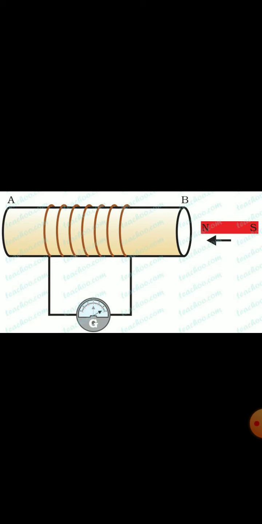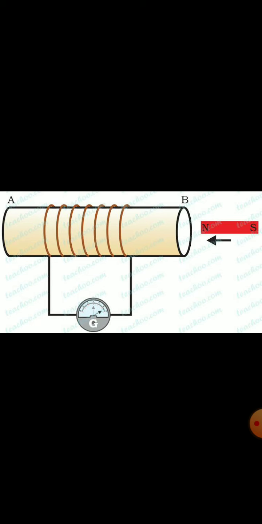Why? Now we all know that when there is no movement of the magnet or the coil, there will not be any current passing. So the galvanometer shows zero current. This we have checked by keeping the north pole towards the end of the coil. You can also check by keeping the south pole of the magnet towards the B end of the coil. And what will happen? In that case, the deflection of the galvanometer will be opposite to the previous case.